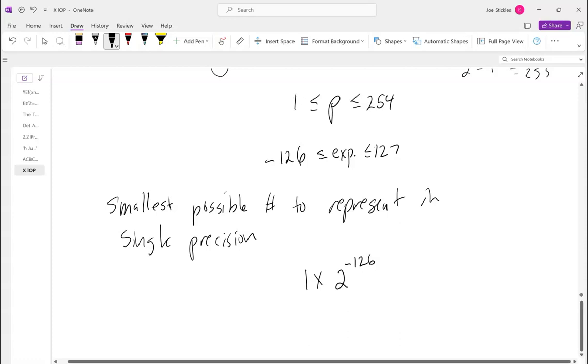Okay? When I said smallest possible number, I really mean positive, because the negatives are just the other side. I'm worried about the smallest magnitude of number. Does that make sense though?